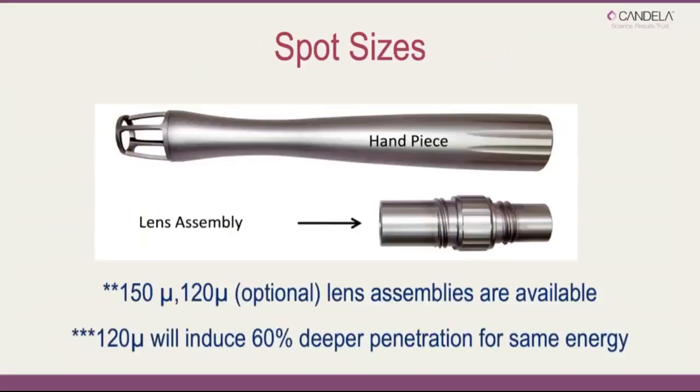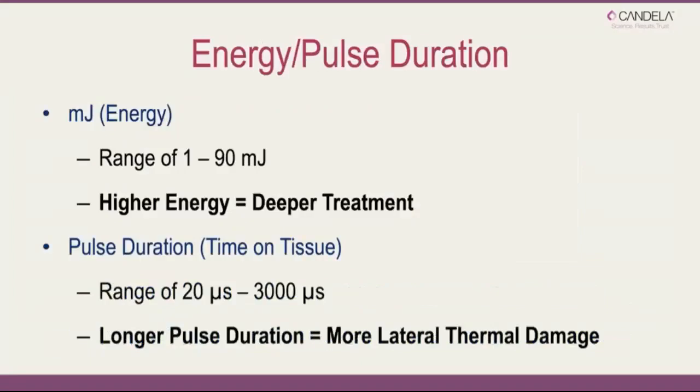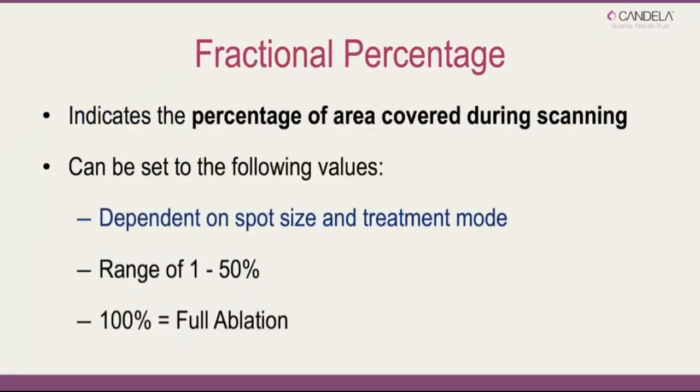Here we can see what the handpiece looks like. It's actually a very simple assembly. And here we can look at the energy and pulse duration. So we have a good range of energy that we can deliver. Obviously, the higher the energy, the deeper the treatment. Pulse duration: obviously, the longer the pulse duration, the more will be the lateral beneficial thermal damage to the tissue in order to achieve that collagen contracture and formation of new collagen and elastic tissue.